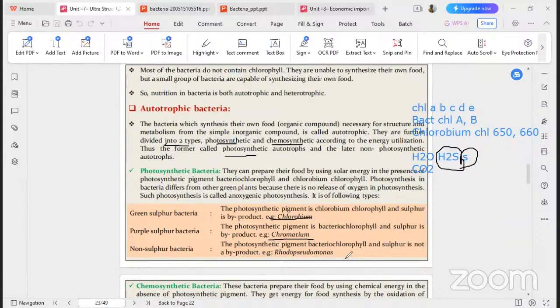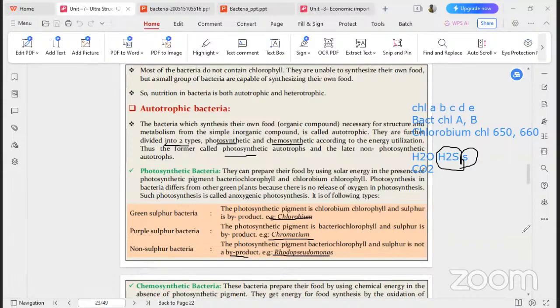And non-sulfur bacteria. Here, it is not releasing sulfur as a byproduct. Instead, it uses H2O, and that is Rhodopseudomonas.